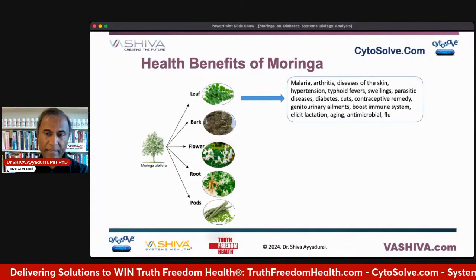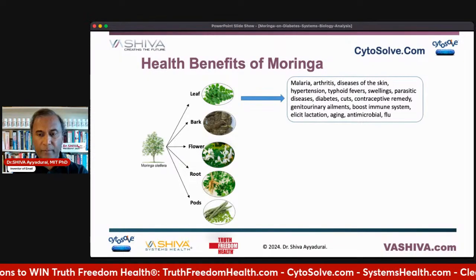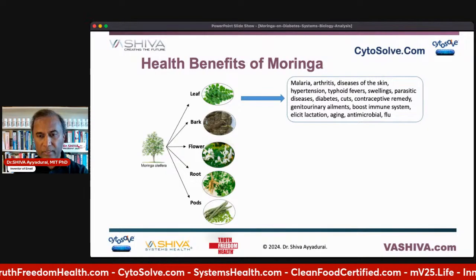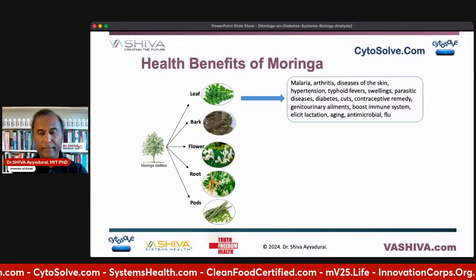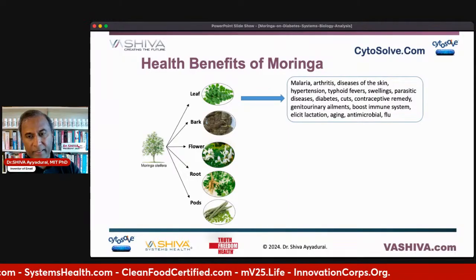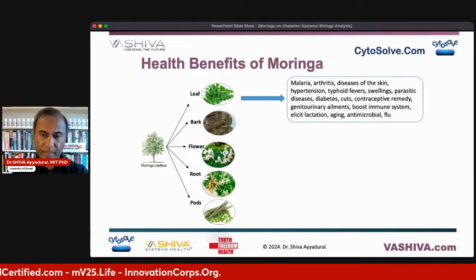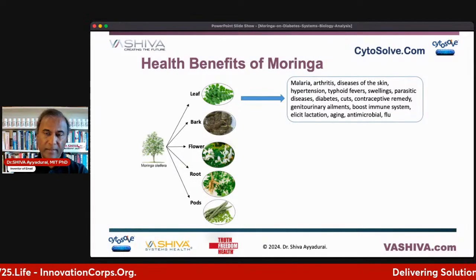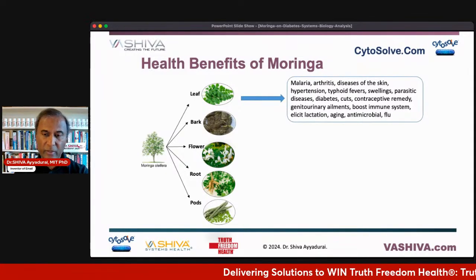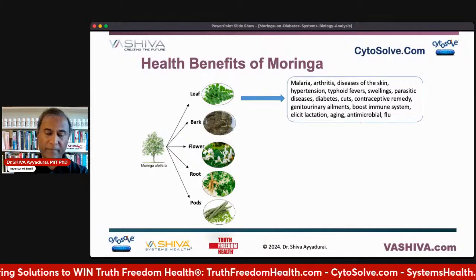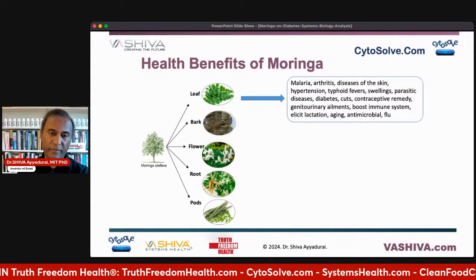The leaves, as you can see, have many effects, from fighting malaria to fighting the flu to boosting the immune system, fighting typhoid, fevers, fighting arthritis, fighting various diseases of the skin, reducing hypertension, fighting parasitic diseases. I mean, it truly is a tree of life. It's a contraceptive remedy, and helps with genitourinary ailments. It boosts the immune system, elicits lactation, fights aging. So this is why it was considered the tree of life.